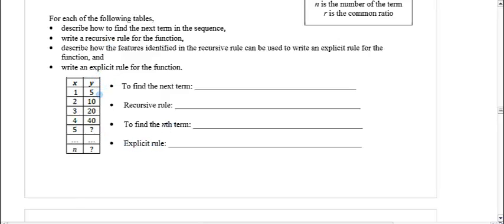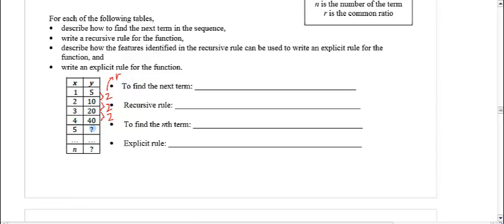And then we'll be done with the notes for today. So we're going to take a look at these y values. We're going to take the second value and divide it by the first value. So 10 divided by 5 is 2. 20 divided by 10 is 2. 40 divided by 20 is 2. So we can see that we've got ourselves an r. And that, again, verifies that it's a geometric sequence, and we know what our common ratio is.